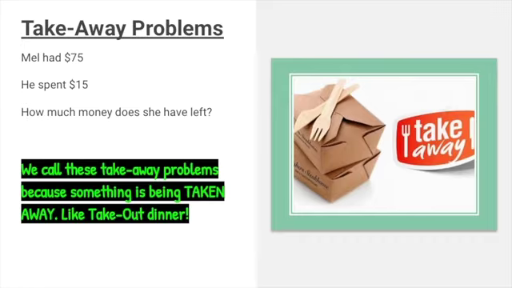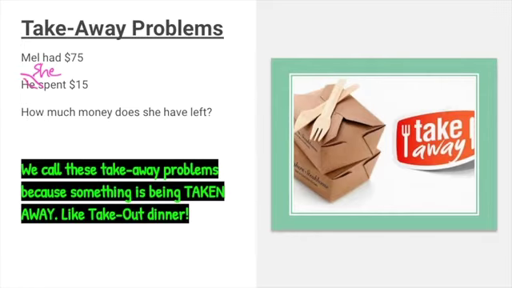Let's read this problem together. Mel had $75. Oops, this should say she spent 15. Good pronouns are good for when we're typing. Everyone makes mistakes, right? Helps our brain grow. Let's start over. Mel had $75. She spent $15. How much money does she have left?